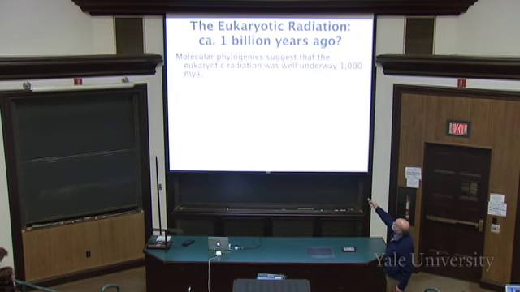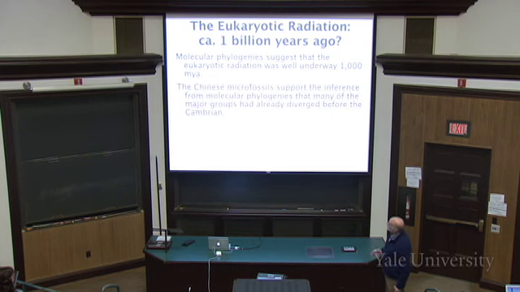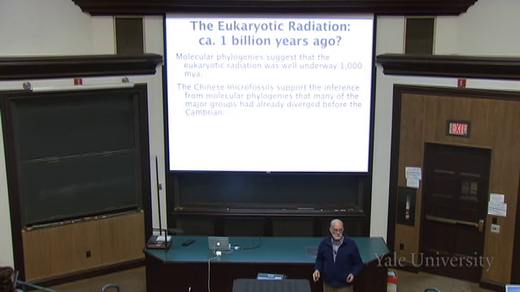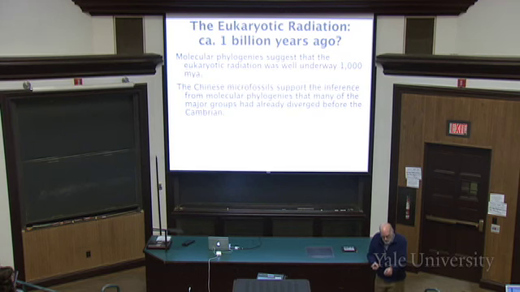So our molecular phylogenies suggest, looking not at the fossils, but at the molecules, that the eukaryotic radiation, so that's before multicellularity, okay? This is just eukaryotic cells making protista. That was well underway about 1 billion years ago. These microfossils support the idea that many groups may have diverged before the Cambrian, but we have no trace of them in the fossils. We just have this marker. We have these crustacean-like embryos.